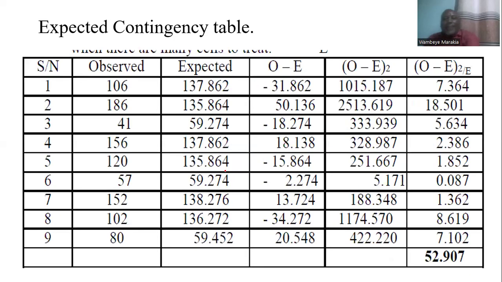Then you come up with a table like this one, observed frequencies. And in here we have 9 cells. Then we have observed and expected. You have to do what we did previously. Then you have to get the totals down here. So the total is 52.907.